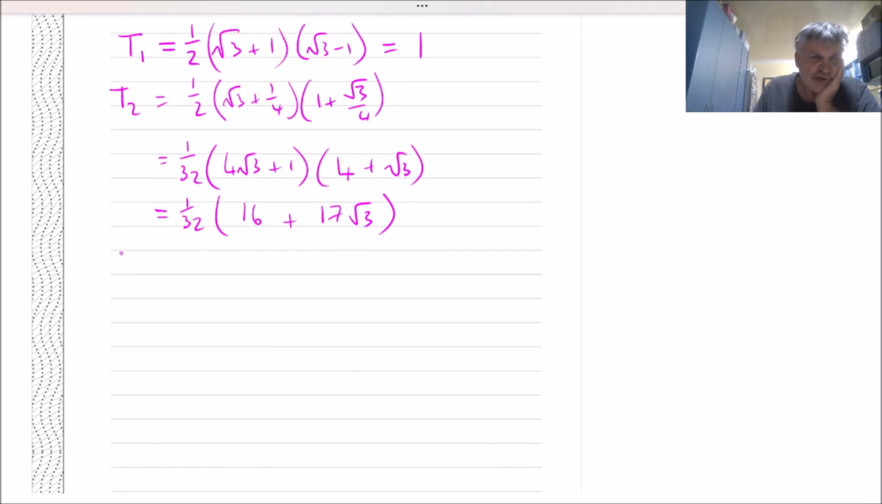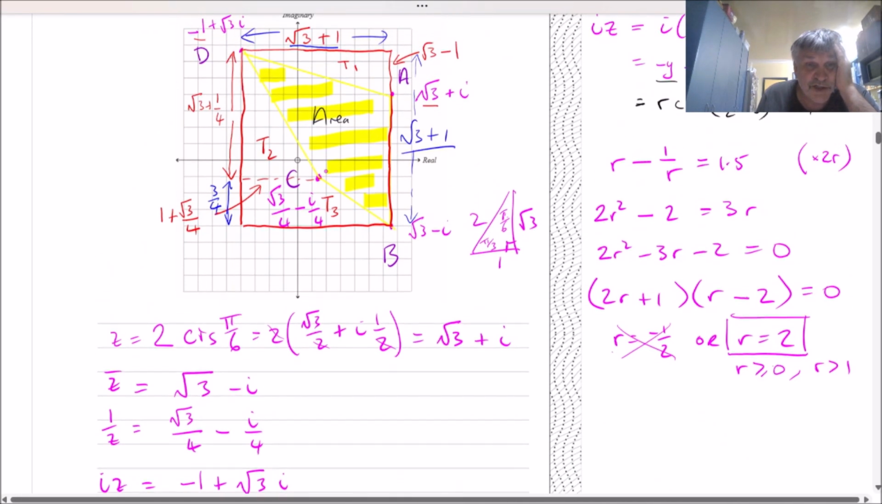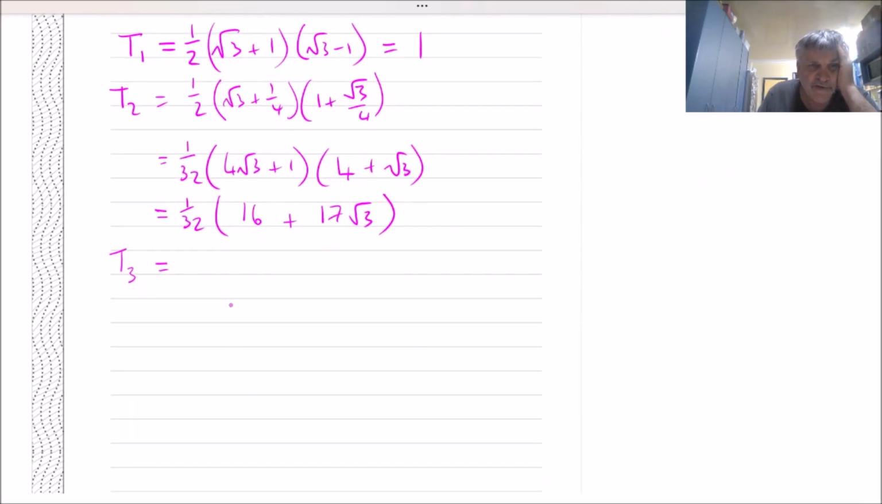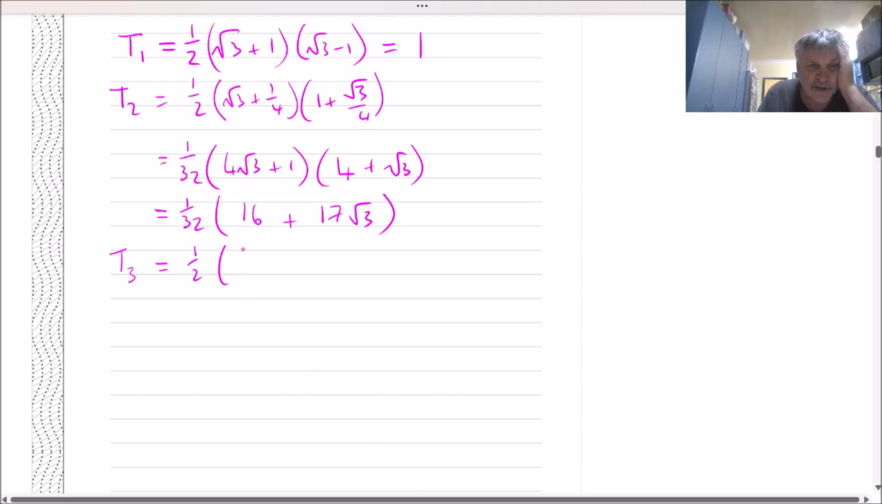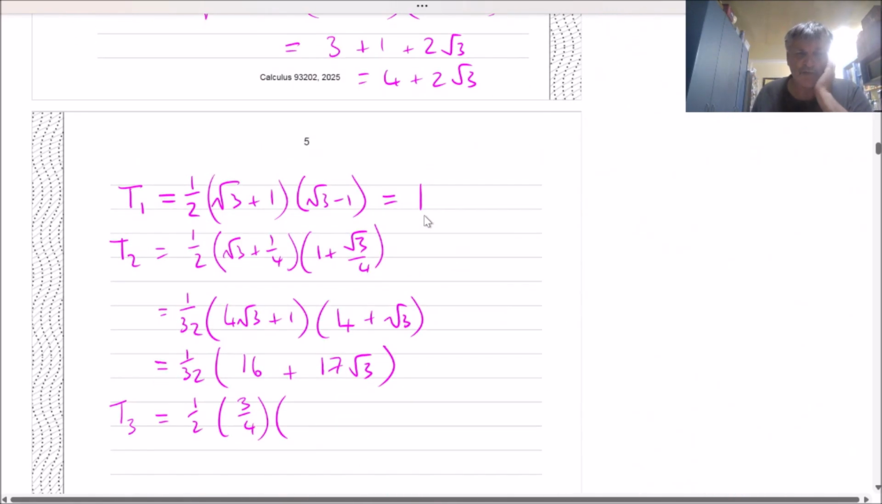And the trapezium, which we've also called T, triangle and trapezium, start the same letter. The formula is similar, isn't it? So we've got the top plus the bottom times the height, and then half of that. So we've got half. The height was 3/4. The top is 1 plus root 3 over 4, and the bottom is root 3 plus 1. 1 plus root 3 over 4 plus root 3 plus 1.